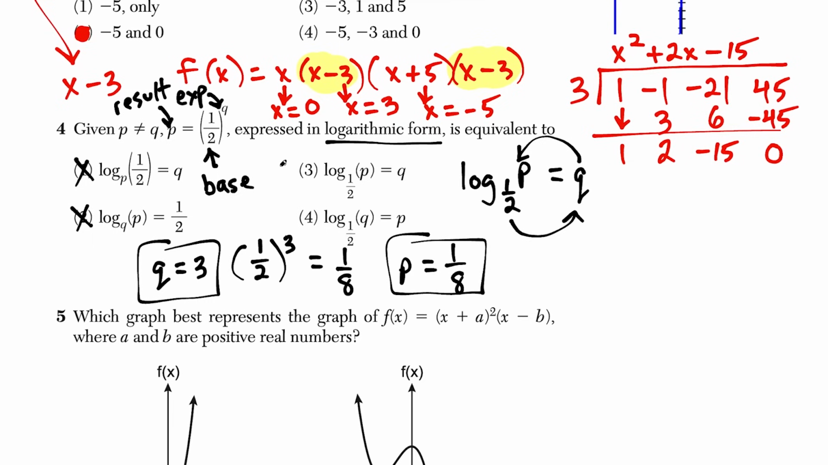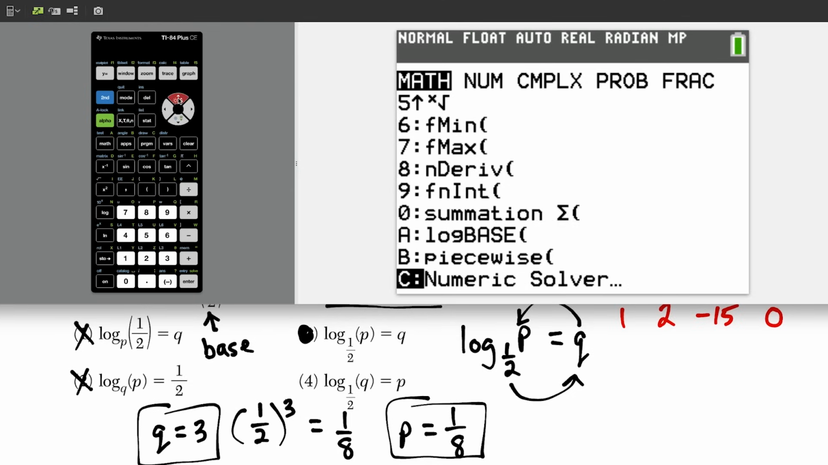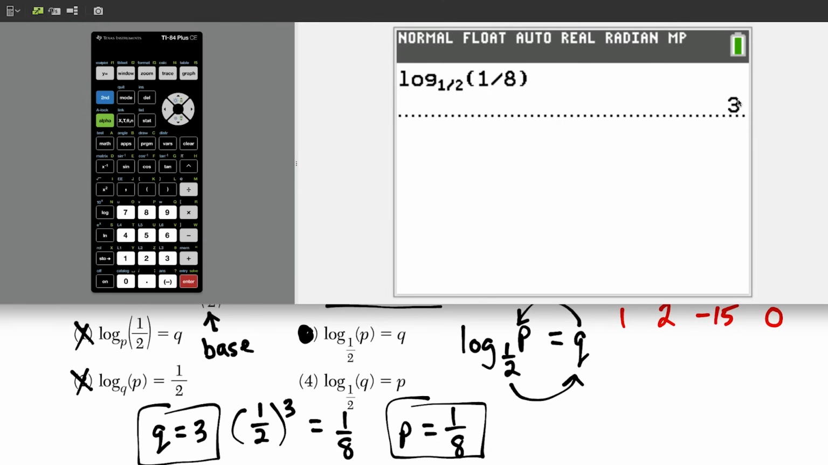And let's just match this here. This is going to match up with choice 3. So we're going to plug our value of p into the log here and see if we get the value for q. If I want to make log base 1/2, I press the math button and I go up, and you see log base is option A. So I just go up to log base, and my base is 1/2. So I'm going to write 1/2 here. And then inside the log, we're going to have p, which is equal to 1/8. And if we did this correctly, we should get q, which is equal to 3. And it does, in fact, check out.